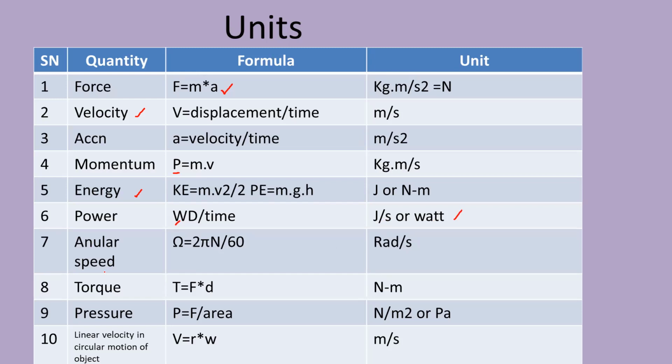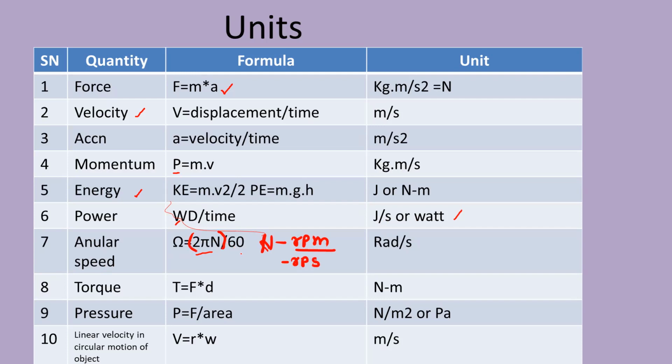Then angular speed, represented by omega, and it is equal to 2 pi n upon 60. Here n is RPM, revolution per minute. If it is given as RPS, revolution per second, then we just have to write 2 pi n.